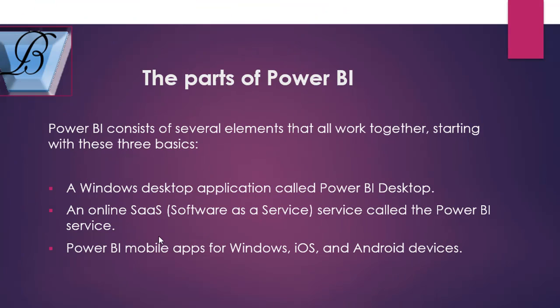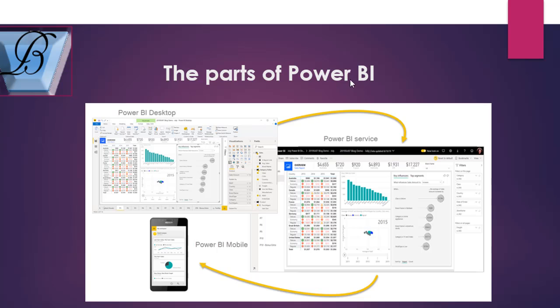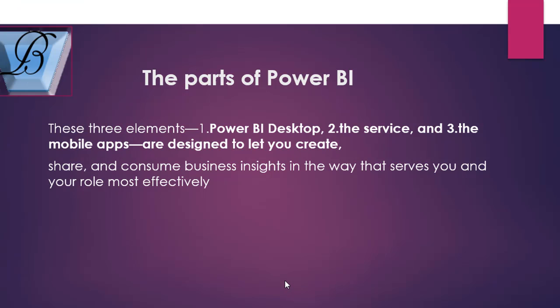The next thing we're going to talk about is what are the parts of Power BI. In a realistic perspective, Power BI has three main parts. Number one, we have Power BI Desktop, we have Power BI Service, and we have Power BI mobile apps. Now, this diagram is a schematic representation of how Power BI looks. As I've said before, there are three main parts: the Power BI desktop, service, and the mobile part. The focus of it is that it allows you to share and contribute business insights in the way that serves you, and it allows you to analyze data effectively.